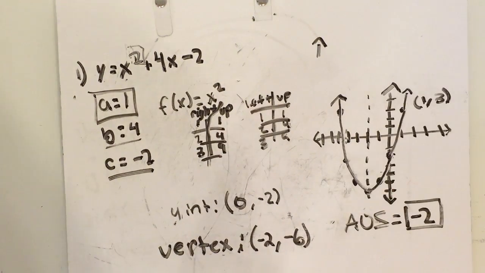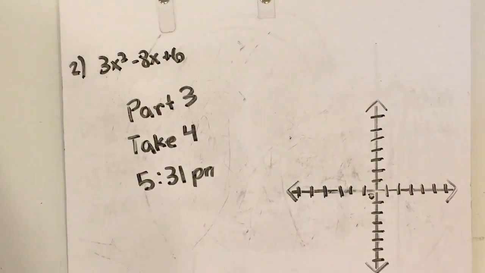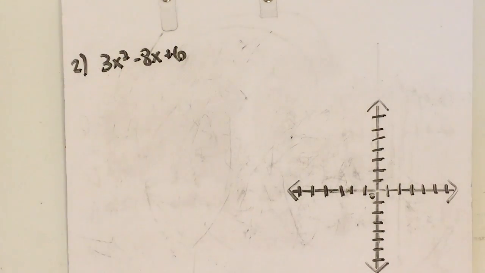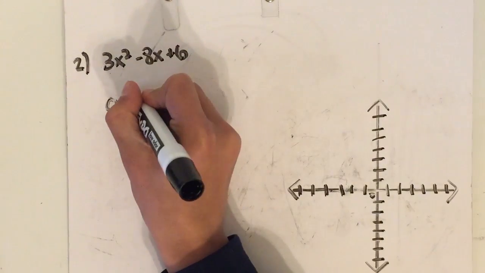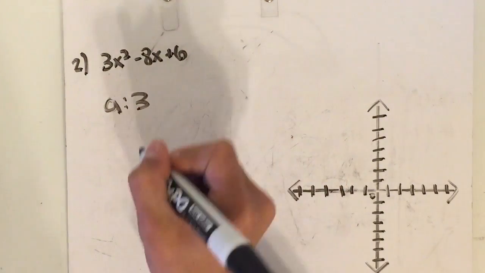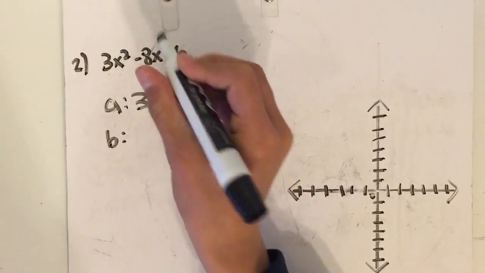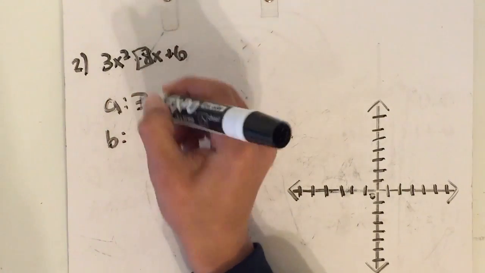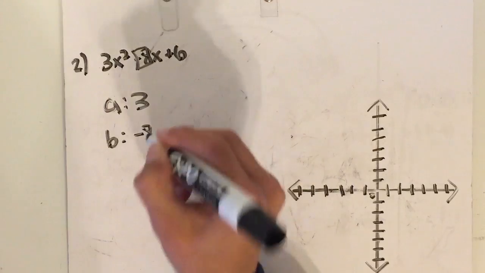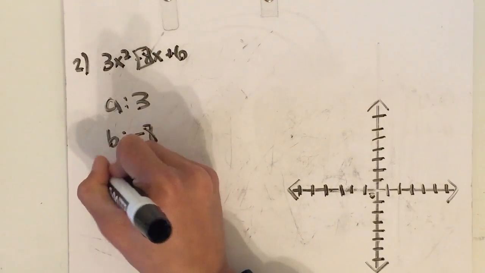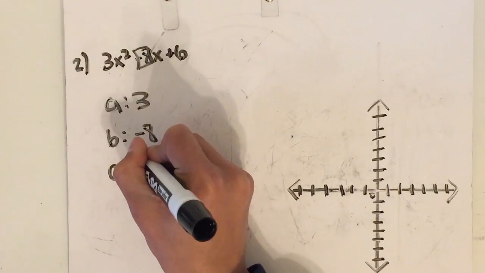So, and that is our first equation. Okay, so this is the second equation we're going to work. Again, we're going to want to identify the a, b, and c. So the a is now 3. And then the b is same thing, middle term right here. That is a -8. And then our c is a +6.